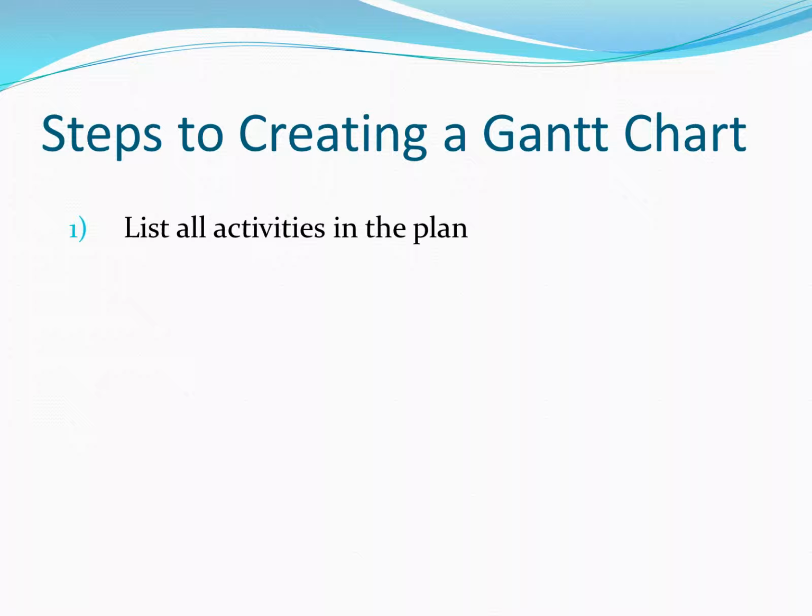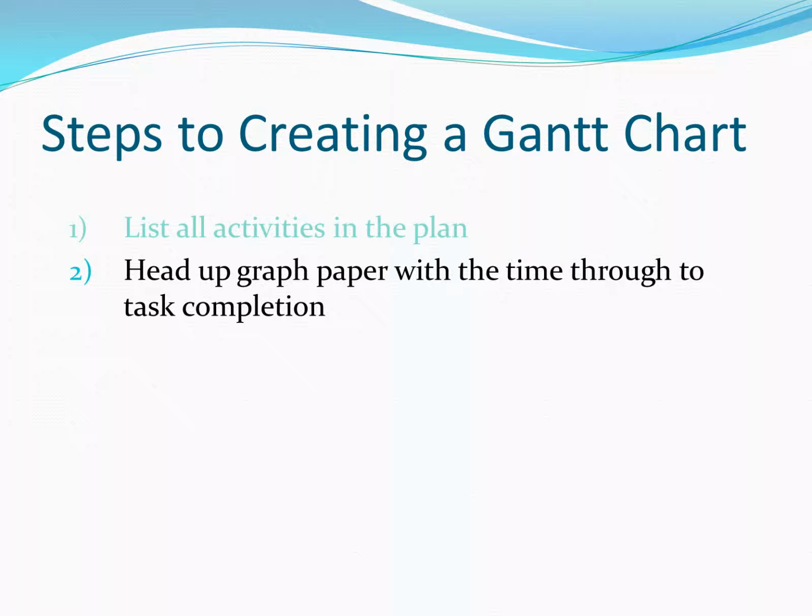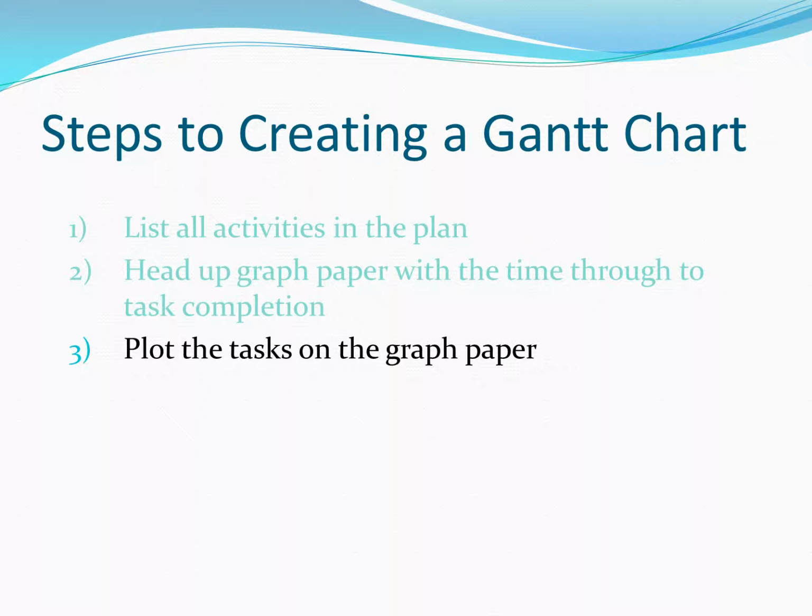So you want to start by writing up a list of all of your activities. Then on your piece of paper, write the timeline through the task completion. Your task will be beginning today, or if you've already got it started, you can begin with your beginning date, and then have your timeline go all the way through to when your task is going to be completed.